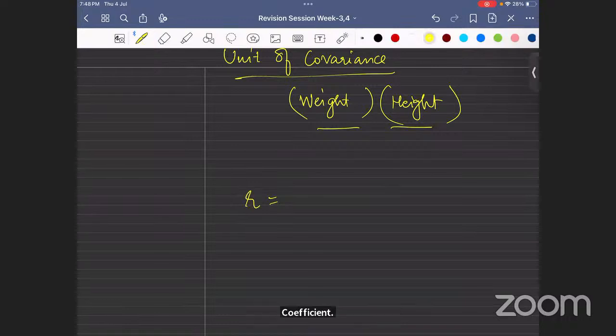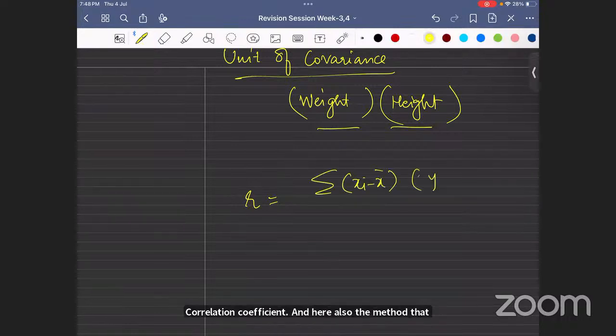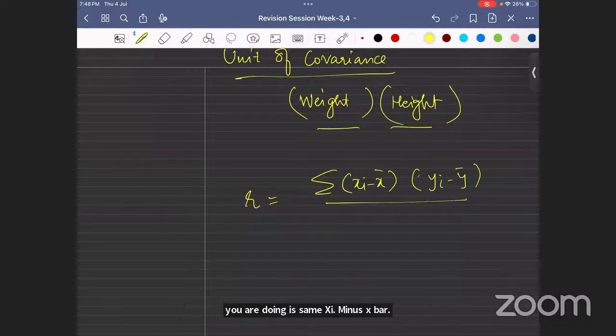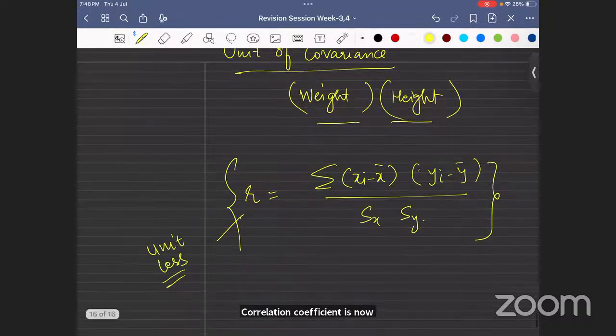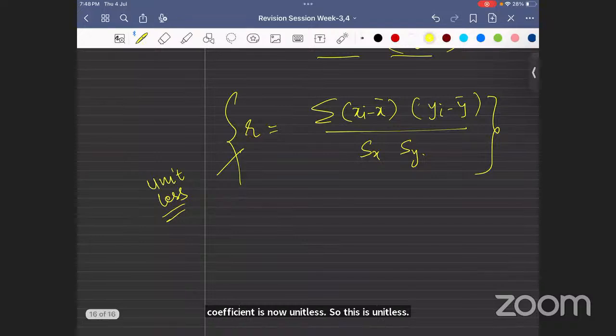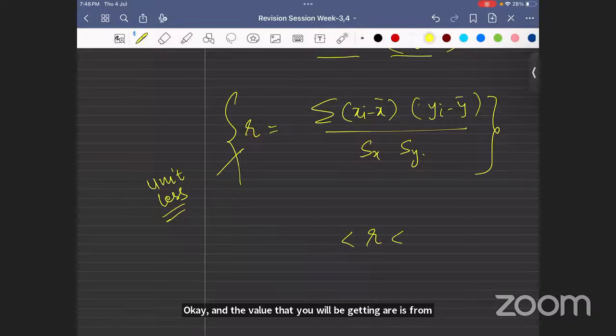And here also the method is the same: xi minus x bar and yi minus y bar. The only thing is we have divided by sx and sy, the standard deviation of x and standard deviation of y. Now this correlation coefficient is unitless. And the value of r will be from -1 to 1.